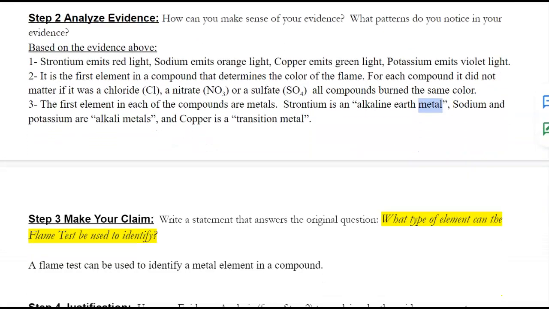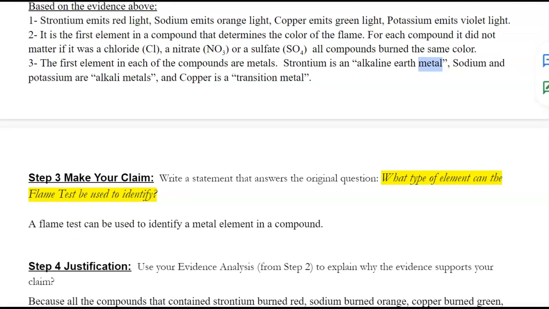So from step two in class, we moved on to step three, which was to make your claim. And again, you were focusing on answering the original question: what type of element can a flame test be used to identify? It's a simple statement, okay? And it goes back to the type of element. So we're thinking about the main category of elements. Is it a metal, a non-metal, a metalloid? So we could say, really simple, flame tests can be used to identify a metal element in a compound.